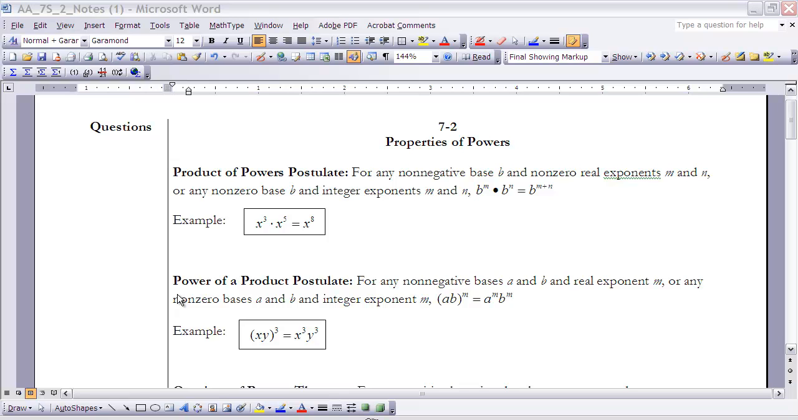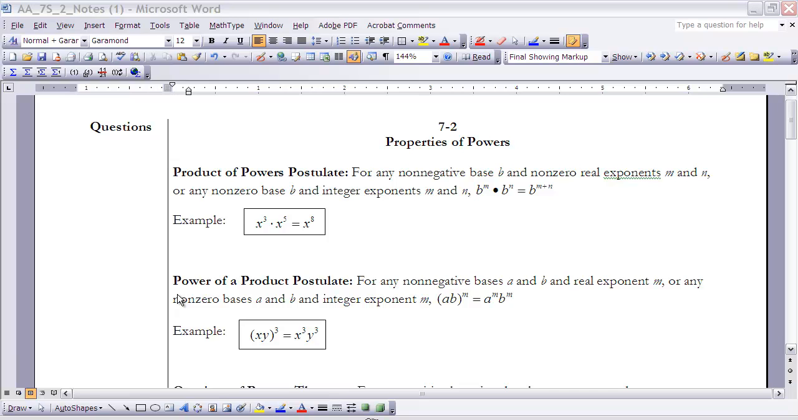What I want to do first in this section is quickly run through the different postulates or assumptions that we make about powers. And then at the end of the notes, I want to run through several examples that put together all of these properties and postulates.